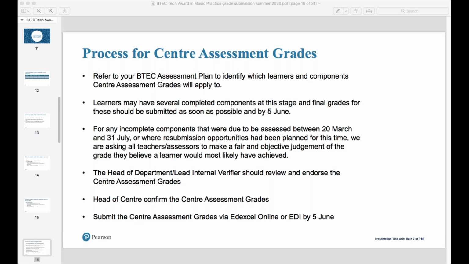Will these units be sampled next year? We've confirmed that centre assessment grade components will not be made part of the standards verification process next year, and it's only work that's completed after the 31st, after the centre assessment grade window, that would be sampled next year.